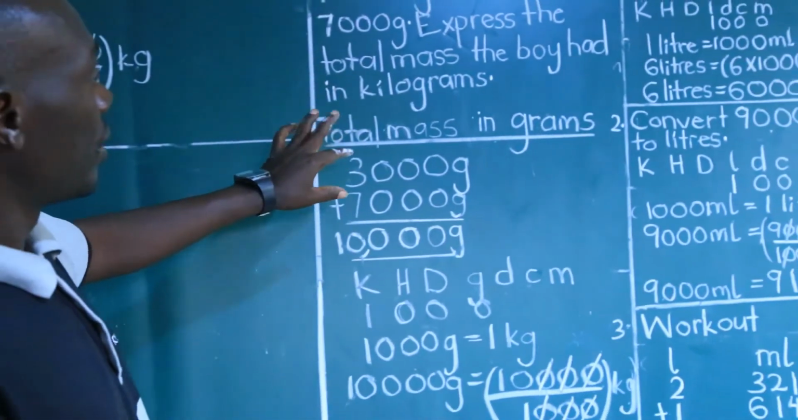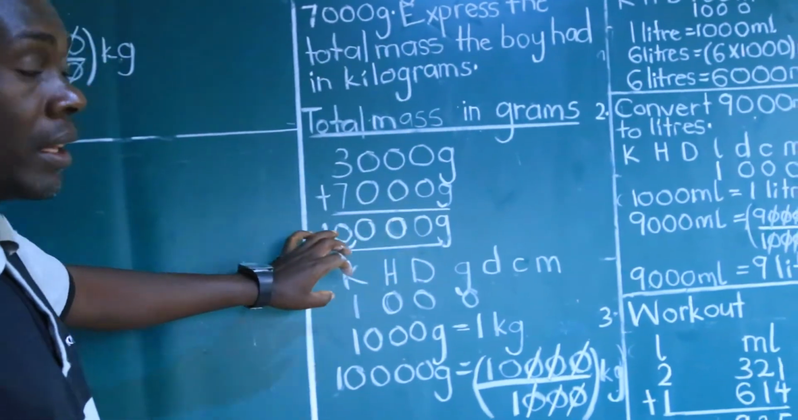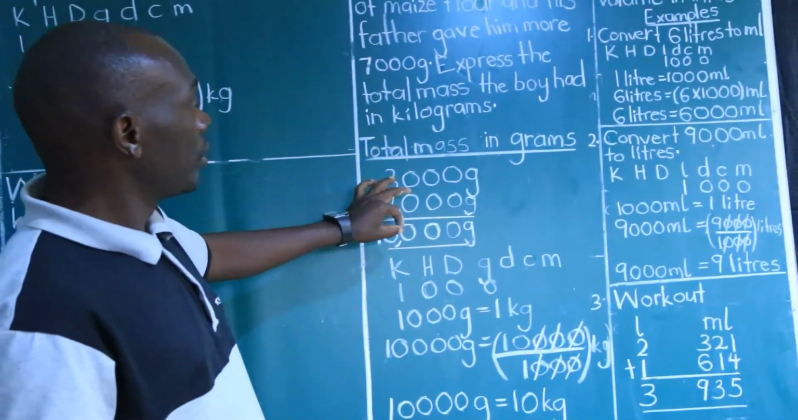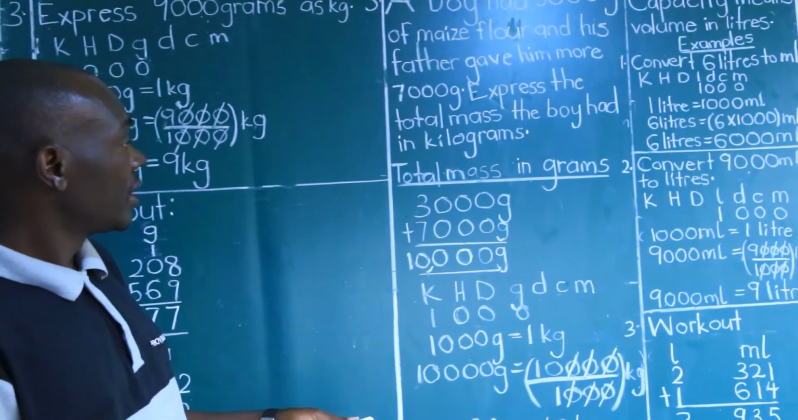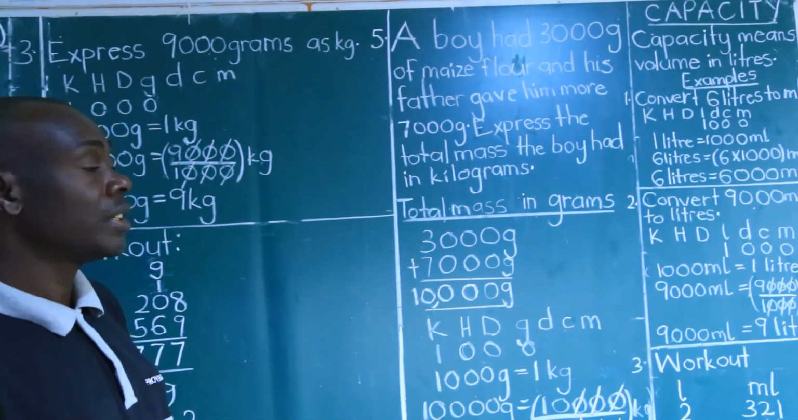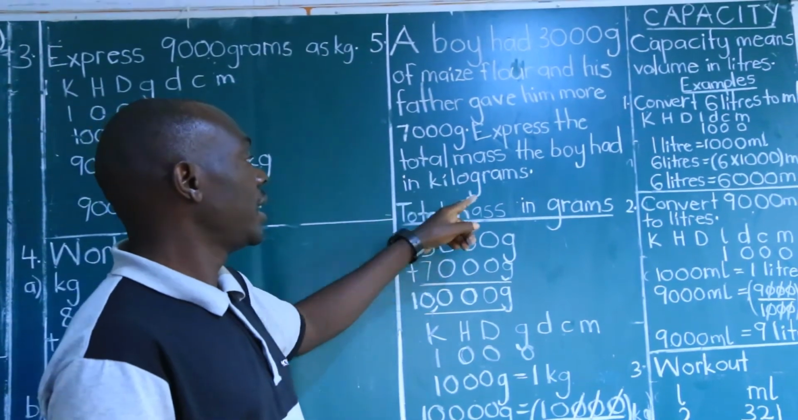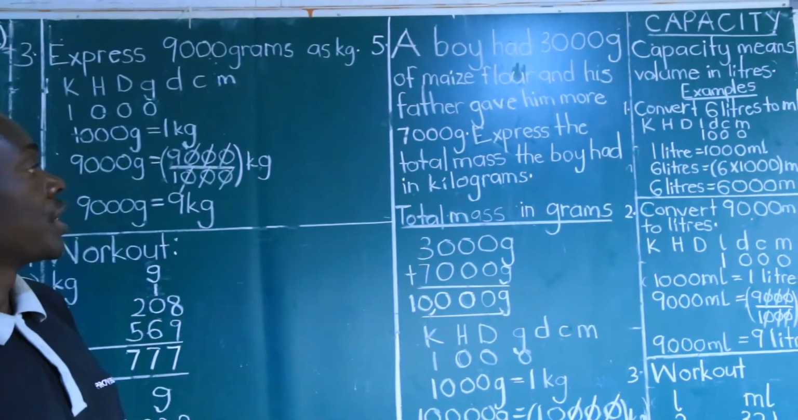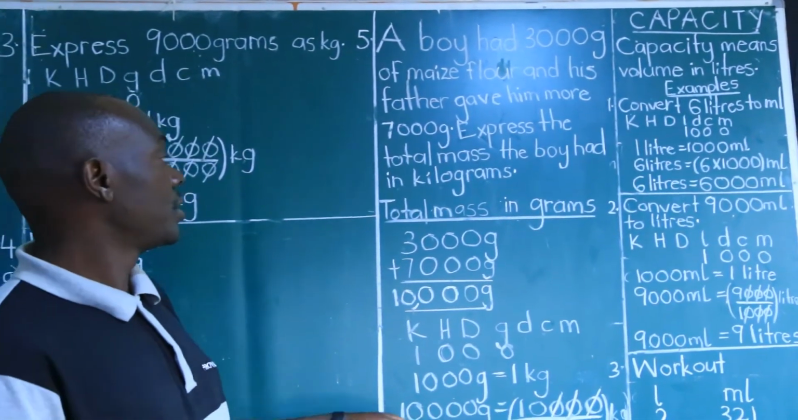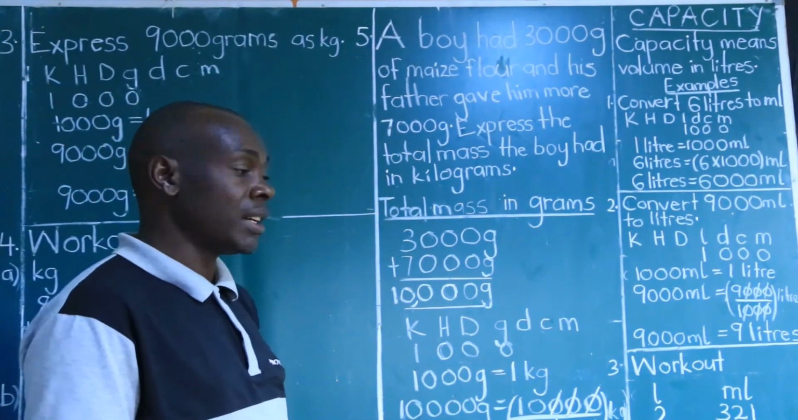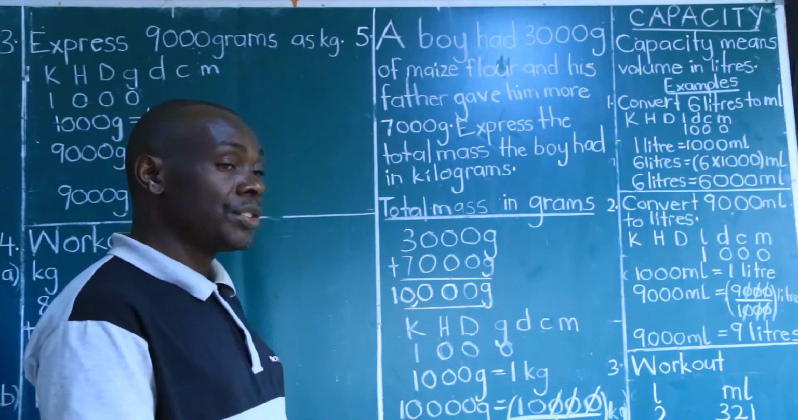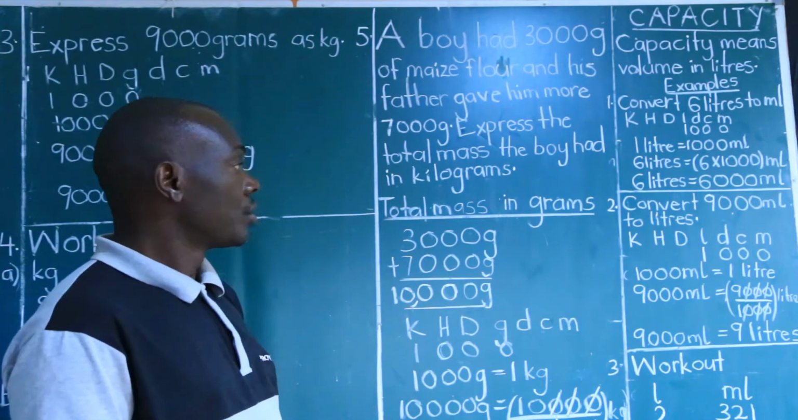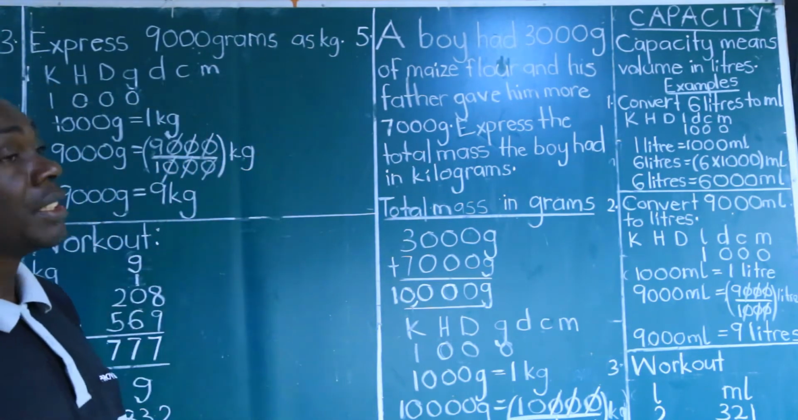So always read the question and answer, because many of you stop at grams because they have had total. Yes, it calls for addition. But the question is saying to express the total mass the boy had altogether in kilograms at last. First get it in grams, remember to convert it to kilograms.